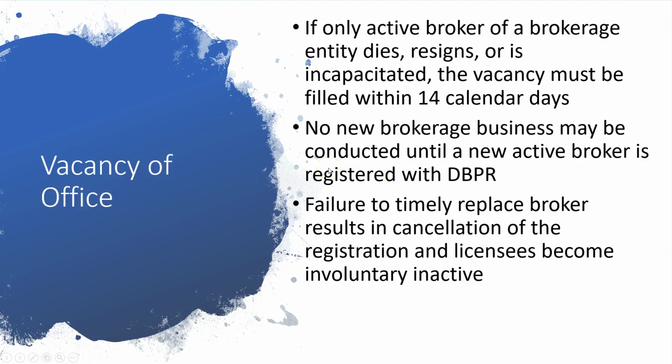If the only active broker of a brokerage entity dies, resigns, or is incapacitated, the vacancy must be filled within 14 calendar days. No new brokerage business may be conducted until a new active broker is registered with the DBPR, and failure to timely replace a broker results in cancellation of the registration, and the license becomes involuntary inactive.